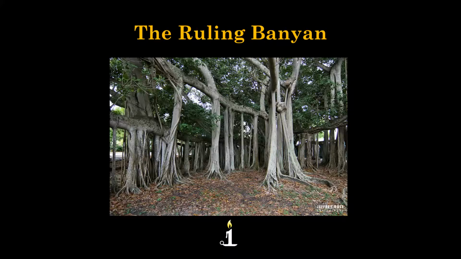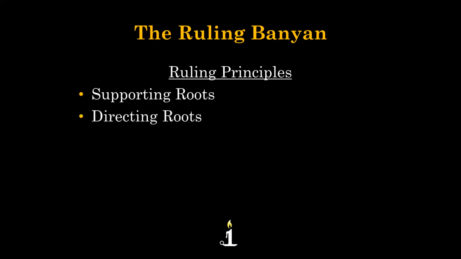Because if you noticed, each of these downward roots that goes down into the ground, they're giving direction. They're pointing, they're upholding, they're supporting, but they're giving direction to the rest of the tree. So that's really the second principle we can see here in the banyan trees, that they direct the rest of the tree, and the roots provide that direction for the rest of the structure.